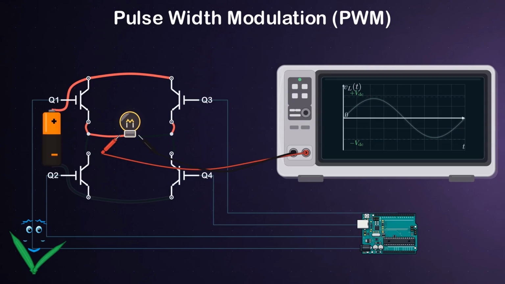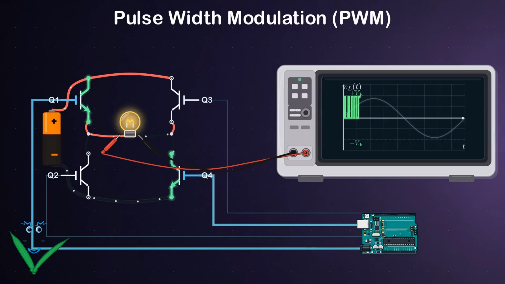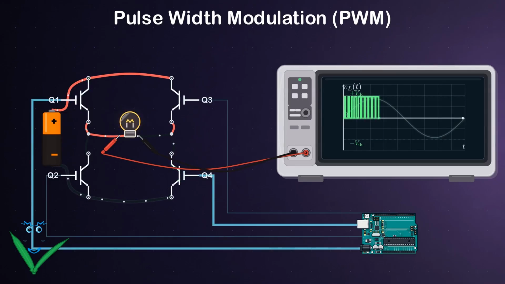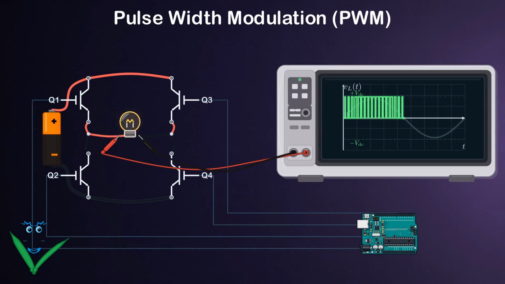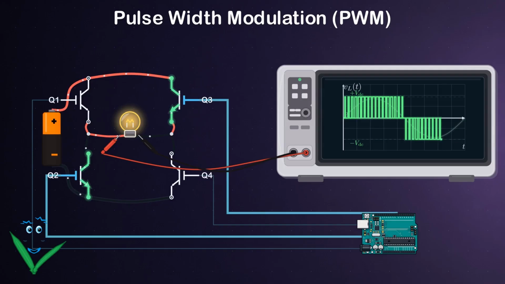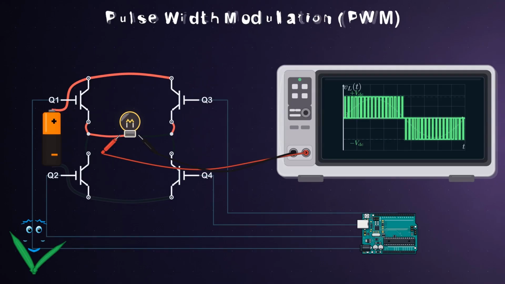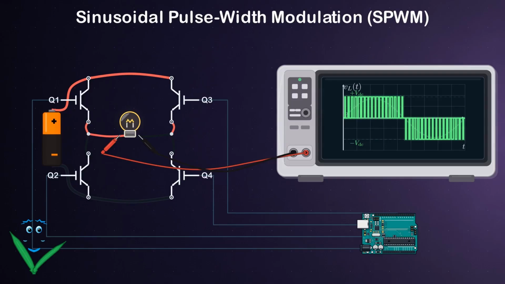Near the zero crossing of the desired sine wave, the pulses are narrow. As the desired waveform rises toward its positive peak, the pulses become wider. After the peak, the pulses gradually become narrower again. During the negative half cycle, the opposite transistor pair performs the same process with reversed polarity. The average value of these high-frequency pulses follows the shape of a sine wave. This method is known as sinusoidal pulse width modulation, or SPWM.